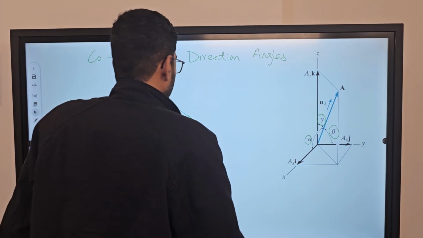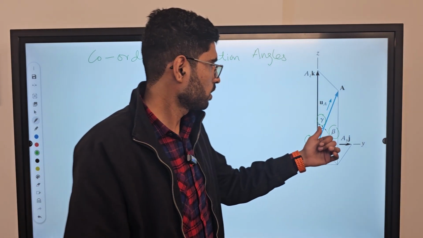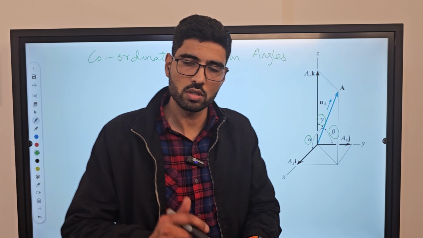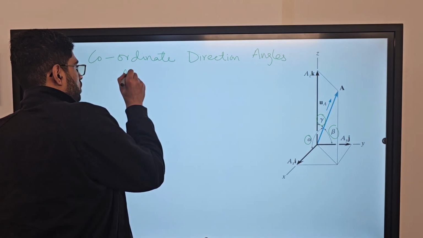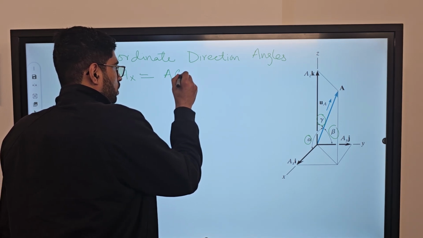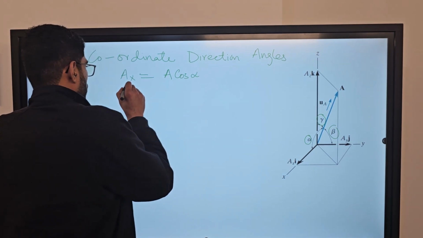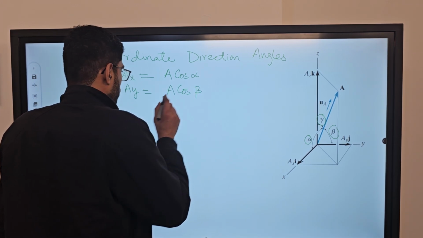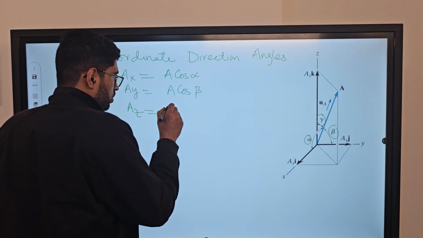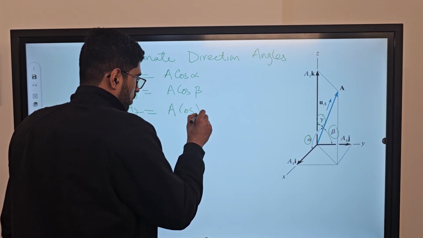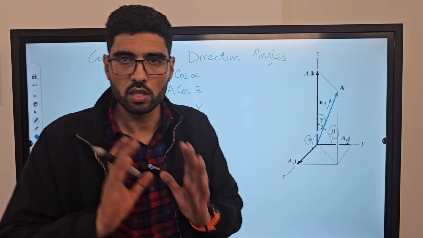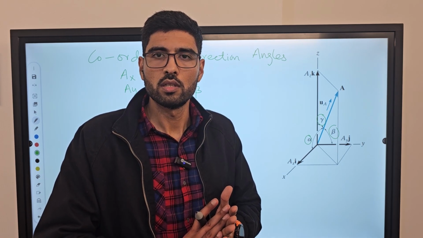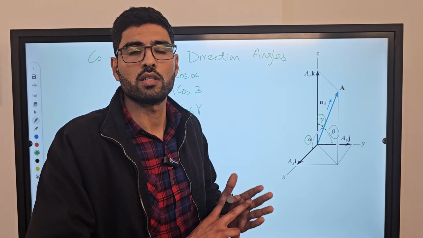So if we are given alpha angle with the x-axis, beta angle with the y-axis, and gamma angle with the z-axis, we can close our eyes and say that AX is A cos of alpha, AY is A cos of beta, and AZ is A cos of gamma. So you can say that AX, AY, and AZ all are cos components according to their corresponding coordinate direction angles.